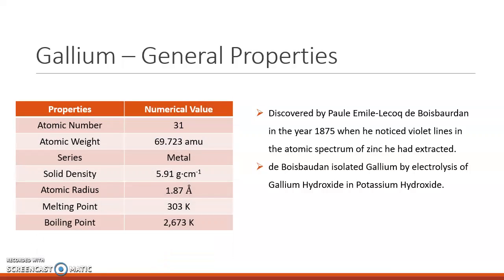Based on the table, gallium is a metal having an atomic number of 31, an atomic weight of 69.723 atomic mass units, a density of 5.91 grams per cubic centimeter, an atomic radius of 1.87, and melting and boiling points of 303 Kelvin and 2673 Kelvin, respectively.